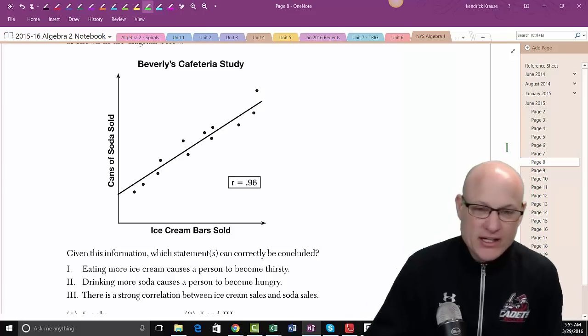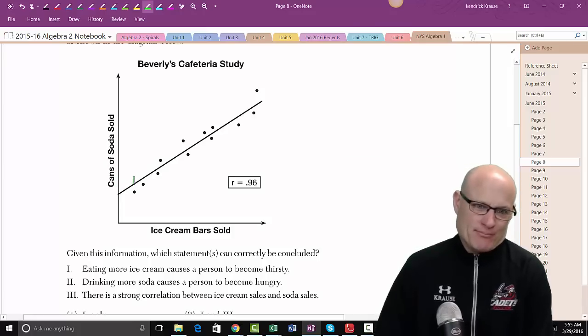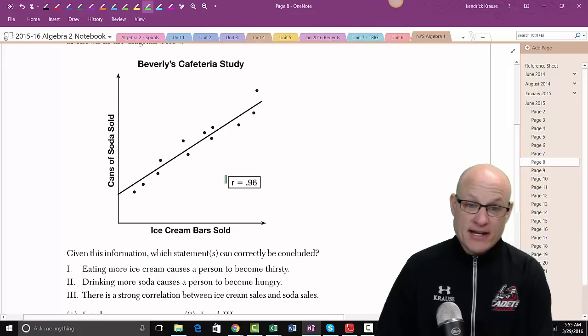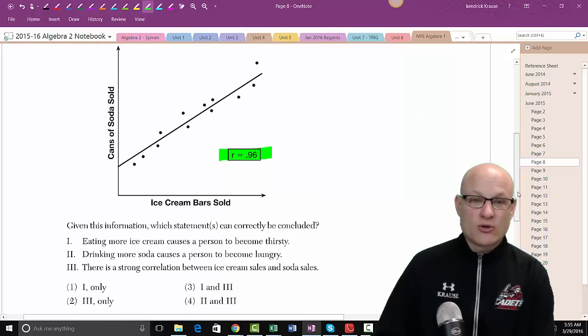Like, I don't drink ice cream bars. If I eat an ice cream bar, do I get thirsty? No, I just wanted ice cream. If I drink a soda, do I all of a sudden crave ice cream? No, I might just want a soda. But it looks as though the more ice cream bars sold, the more cans of soda sold. I don't know why, and it's got a high correlation coefficient. If that's near 1, there's a high correlation coefficient.